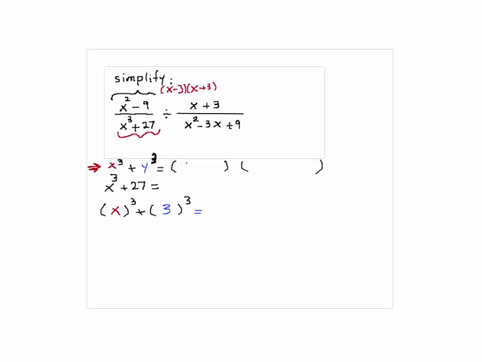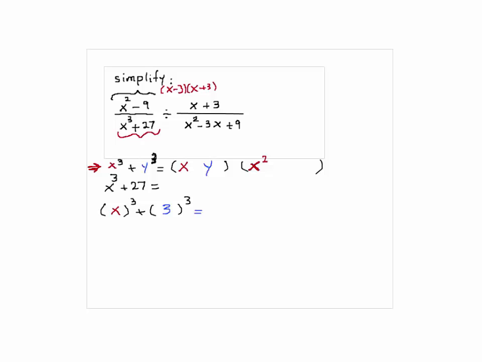Okay, Brian, can you help us here? What do you think? Tell me the formula here, Brian. a plus b times a squared, or x plus 3 times x squared minus 3x plus 9. Okay, well, I was more looking for the general form.